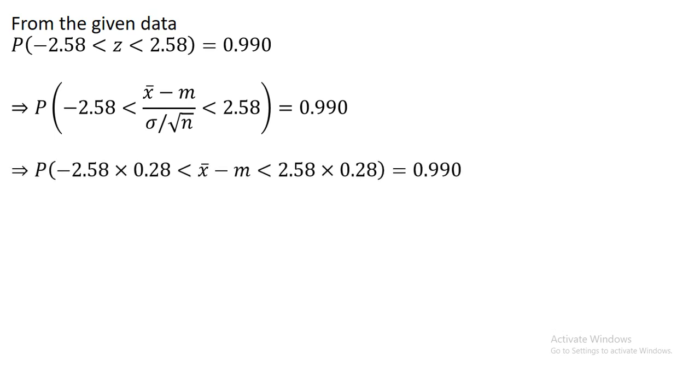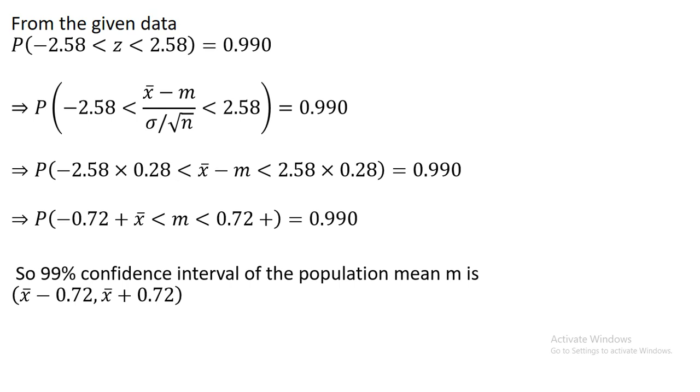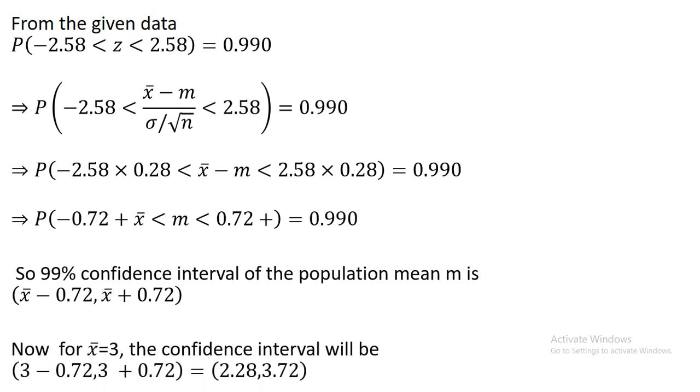after some calculation, after putting the value of x bar, you can find out the range of m. So the 99% confidence interval of the population mean m is given by x bar minus 0.72, x bar plus 0.72. Just put the value of x bar according to the question, x bar equals 3, and the confidence interval will be this.